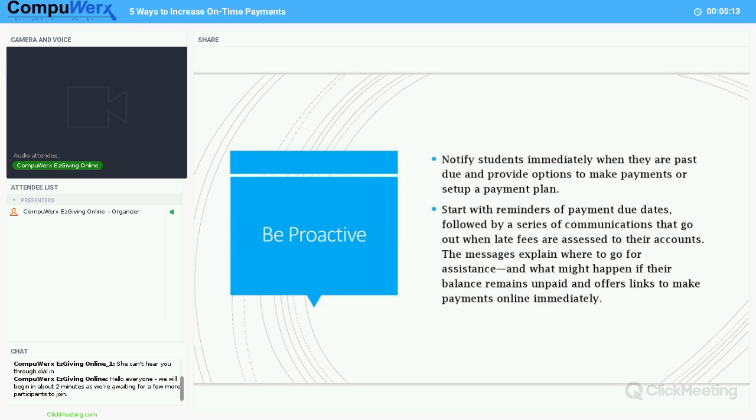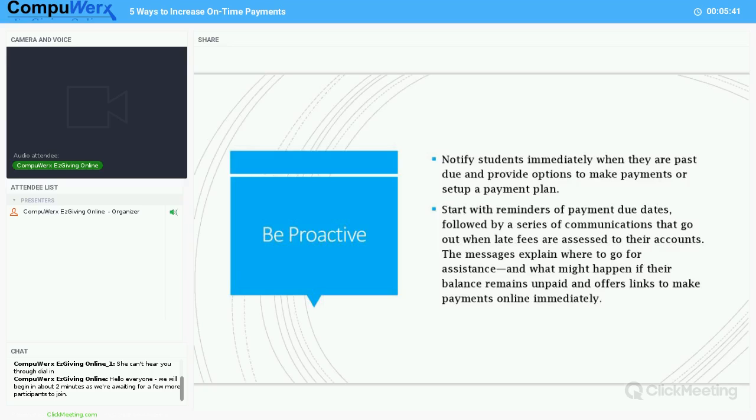Be proactive as well. Notify students immediately when they're past due and provide options to make payments or set up a payment plan. Simply sending payment reminders in advance of due dates, followed by a series of communications that go out when late fees are assessed or when they fall behind, can help them get back on track. These messages can be sent automatically through email clients that are often free and available.